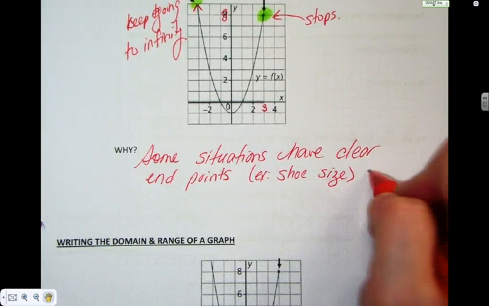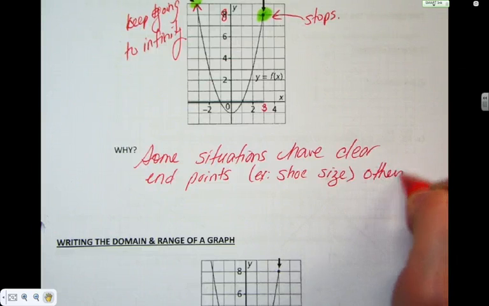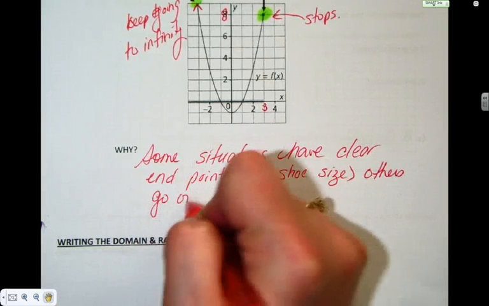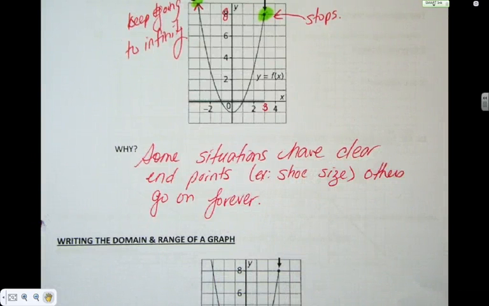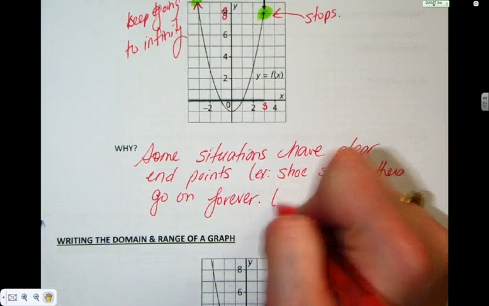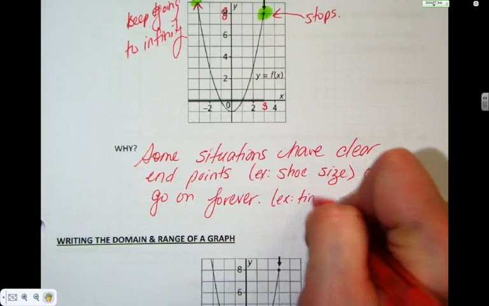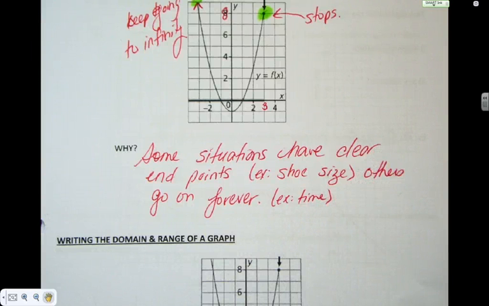Others go on forever. An example is usually things that involve time. It'd be nice sometimes if we can stop time and just take a break, but that doesn't happen in the real world.